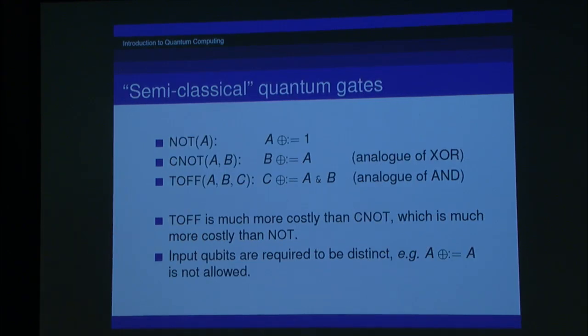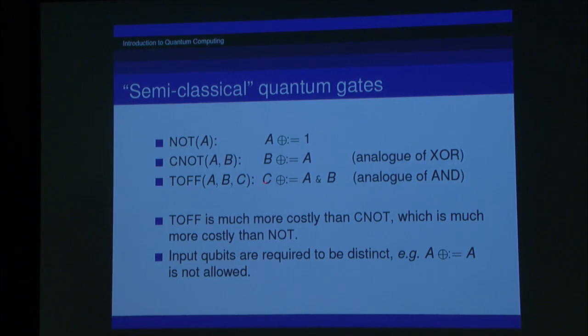Let's just see some examples. These are called the semi-classical quantum gates. NOT is just you toggle a bit from 0 to 1. The gates are set up physically by the physicists, and I thank them very much for doing that for me. So CNOT is B plus gets A, the analog of XOR.